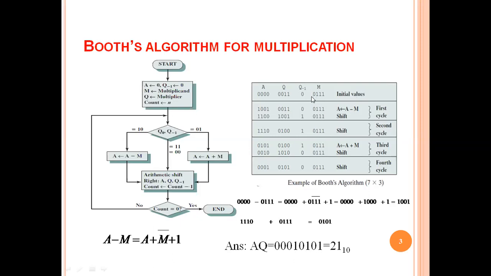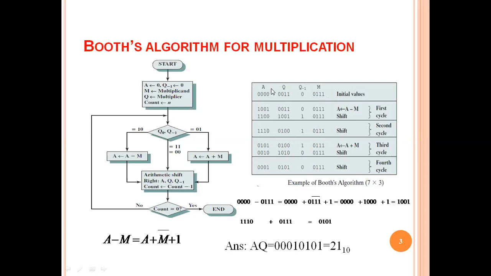Again, I am telling that here the multiplicand is the highest number, 7. So that is 111, the binary representation of 7, and 1 bit is required for the sign bit. So 1 bit is the sign bit, and the total number of bits is 4. So here we have to take n equal to 4.